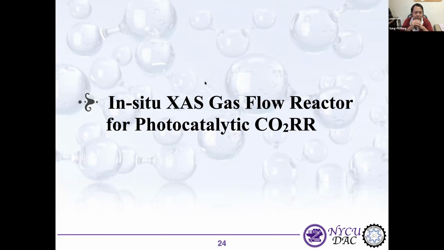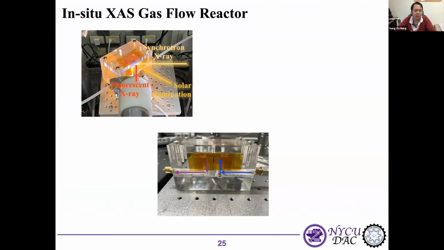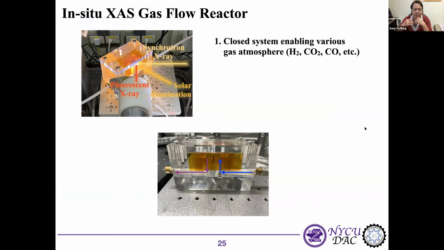We also developed the in situ XAS gas flow reactor for the photocatalytic carbon dioxide reduction reaction. We designed the gas flow reactor using acrylic material, which is transparent to visible light. The reactor is a closed system enabling various gas atmospheres, such as hydrogen, carbon dioxide, or carbon monoxide. So we need to be careful when we use hydrogen or carbon monoxide for this experiment.